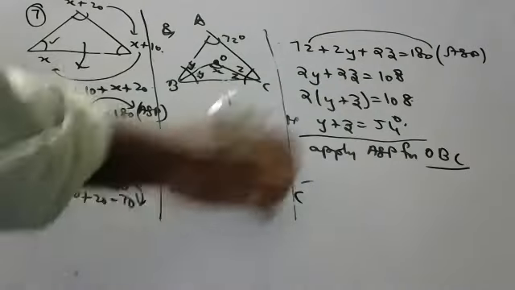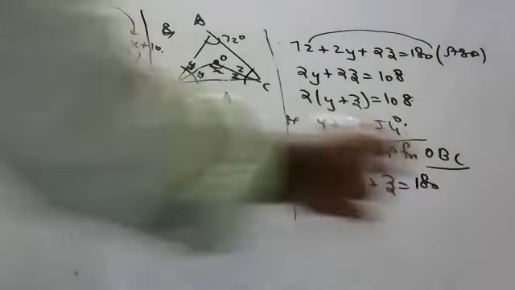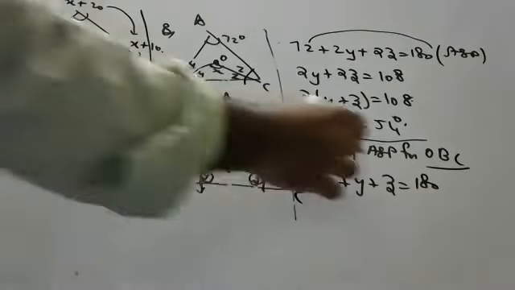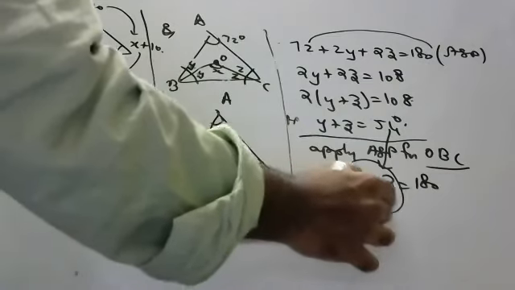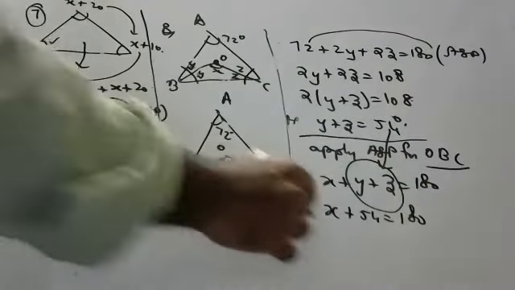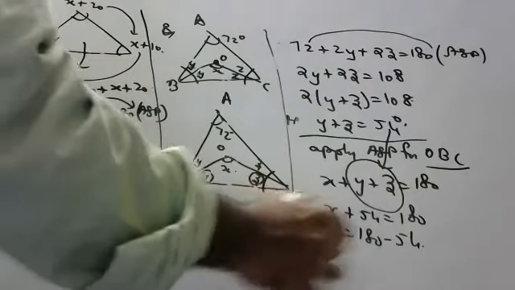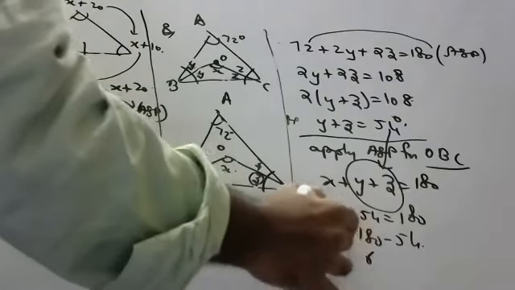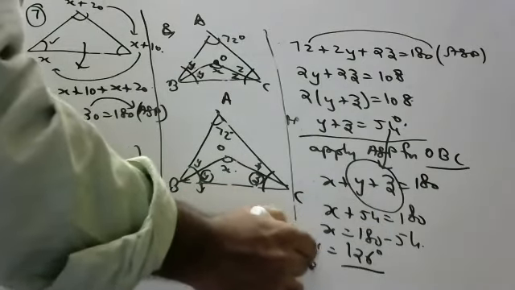OBC. What is OBC, children? X plus Y plus Z is equal to 180. Okay, children. Y plus Z is equal to 54. X plus 54 is 180, so x is 180 minus 54, which is 126. 126 degrees. So angle BOC is equal to 126 degrees.